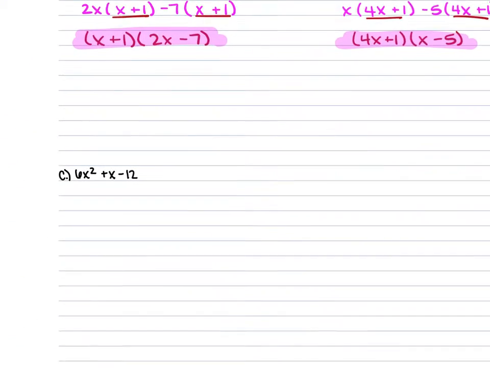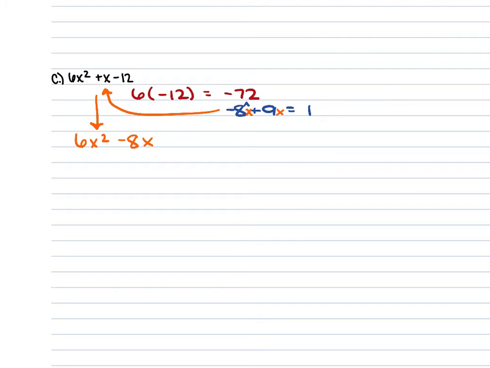For example C, we have 6x squared plus x minus 12. So we're going to take the 6, multiply it by the negative 12. We get negative 72. We want the factors of negative 72 that are going to add up to be a positive 1. This is going to give us a negative 8 and a positive 9. We attach x's with those. We replace it in the expression. So that gives us 6x squared minus 8x plus 9x minus 12.